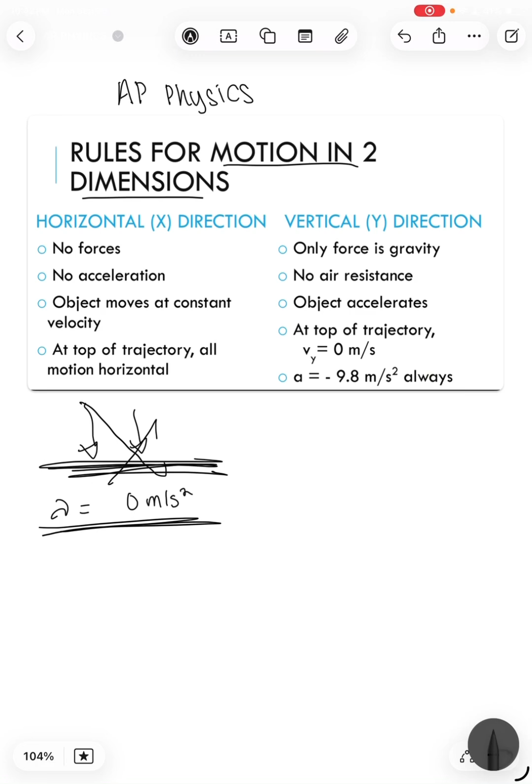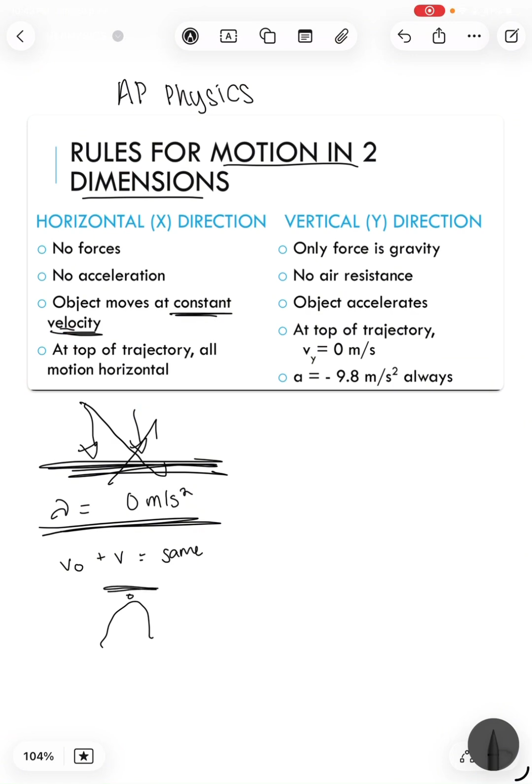The object moves at a constant velocity, which means that v naught and final velocity are the same, because it's moving at a constant velocity. So its velocity or speed does not change. And at the top of its trajectory, all motion is horizontal. So at its maximum point, it's moving horizontally.